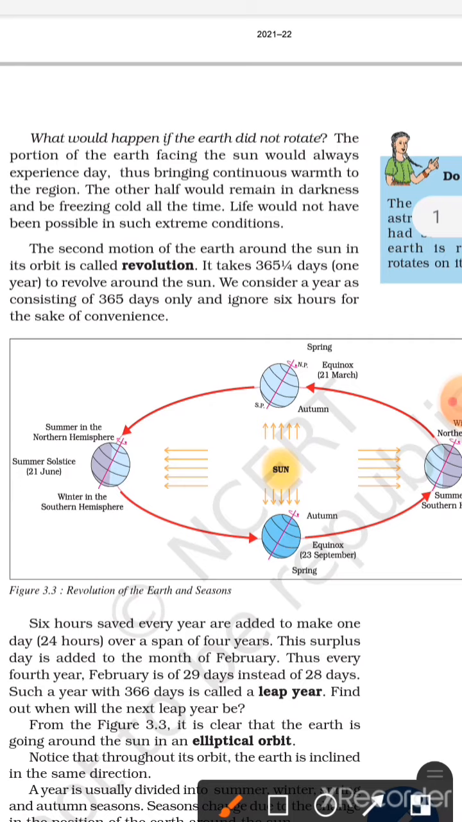Okay, and that is called the leap year. Leap year. That year has 366 days. That surplus day we add into the February month.